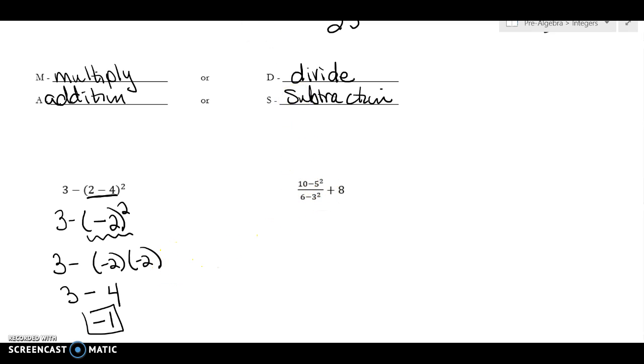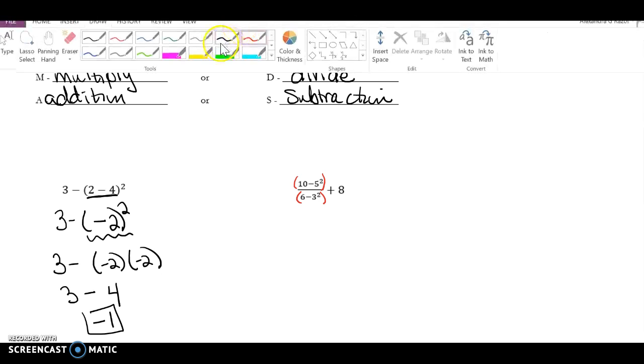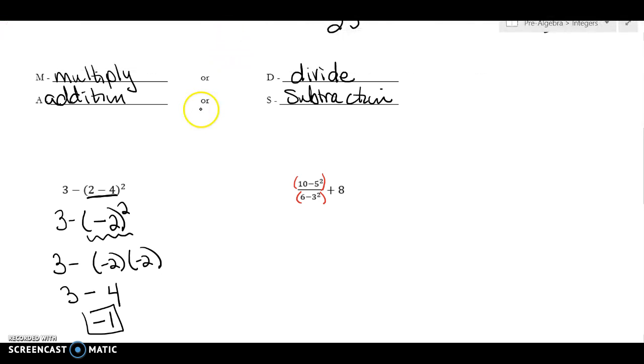Now here, again, I'm going to switch colors so my parentheses stand out. Really what I have is I have a parentheses on the top and a parentheses on the bottom. Now when you have a parentheses on the top and the bottom, because they're different parentheses, you could do a couple steps at a time. So here I'm going to do my exponent first. So I get 10 minus 25, because 5 times 5 is 25, over 6 minus 3 squared, which is 3 times 3, which is 9. And then I bring down the plus 8.